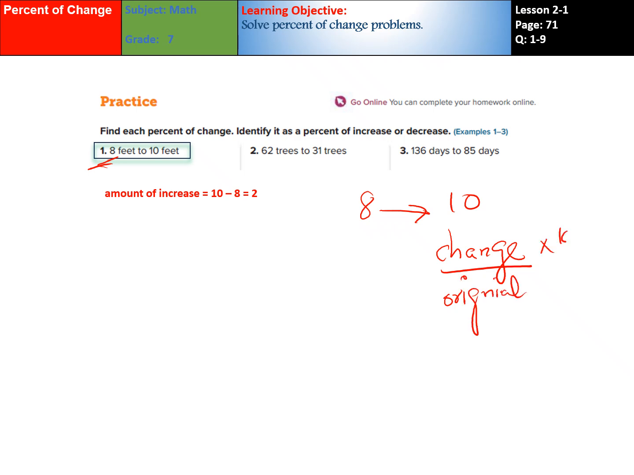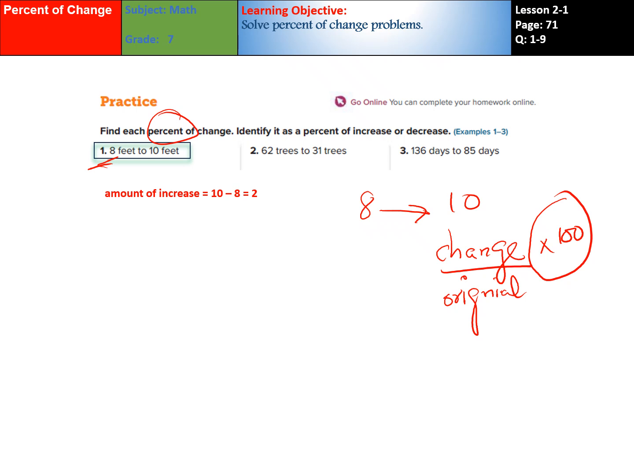Then we will multiply it by 100 to convert. Why are we multiplying it by 100? To convert it into a percent. There are two ways to convert a fraction into a percent. Either you convert the denominator to 100 or multiply the fraction by 100, and the thing will become a percent.